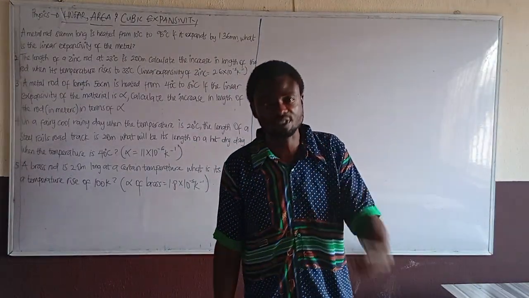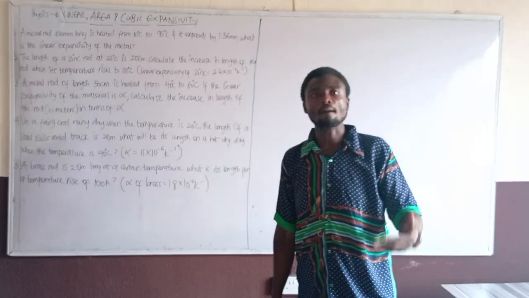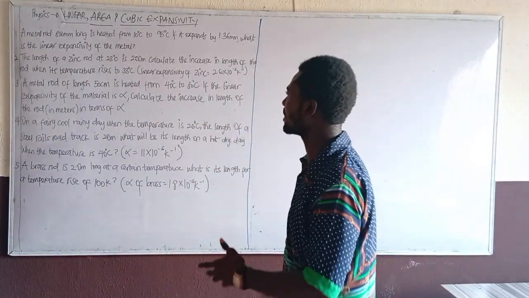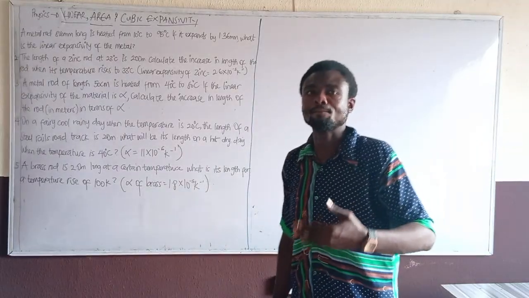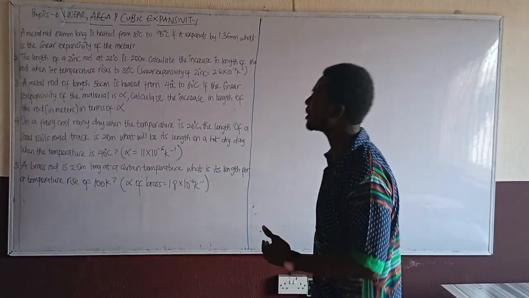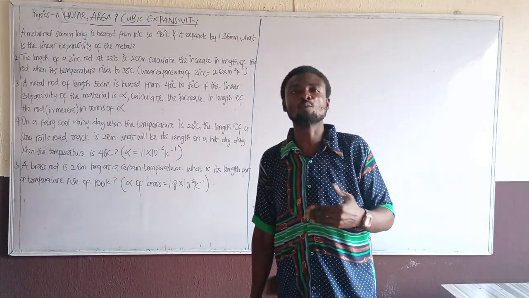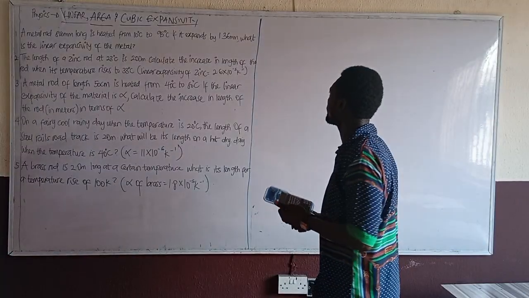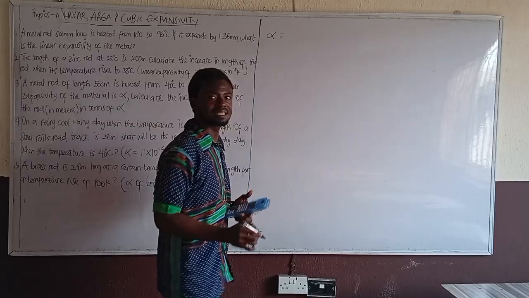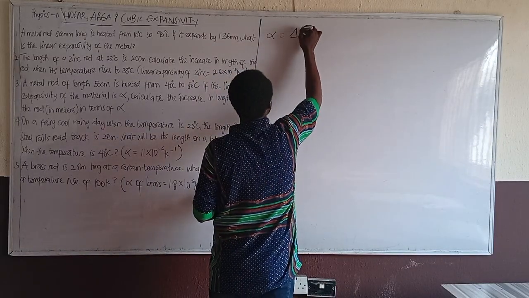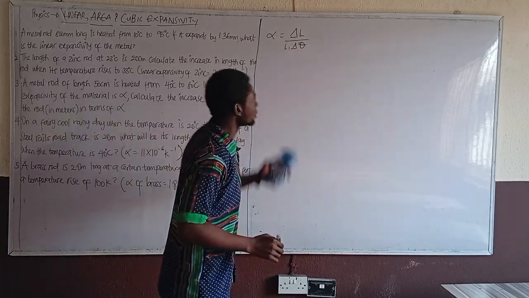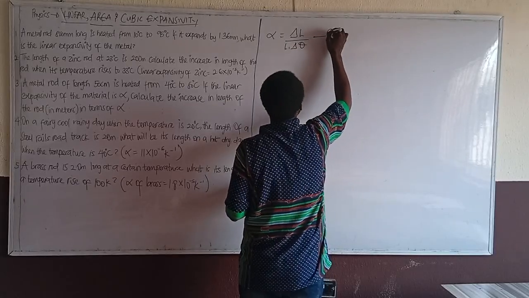Now, linear expansivity is the increase in length per unit length per degree rise in temperature. Or you can say it is the change in length per unit length per degree rise in temperature, and it is measured in per Kelvin, represented with alpha. So here I will say that linear expansivity is the increase in length, that is delta L, per unit length per degree rise in temperature. I can call this my equation 1.